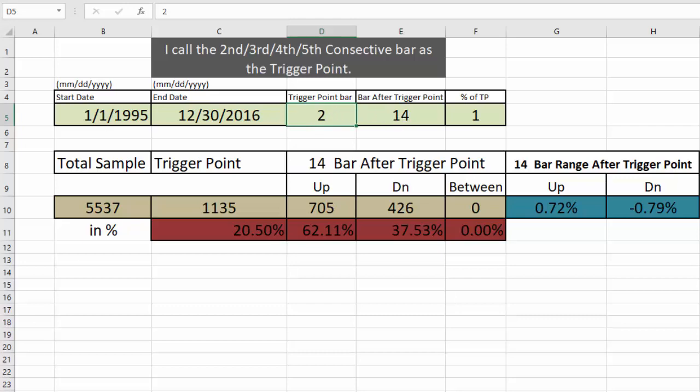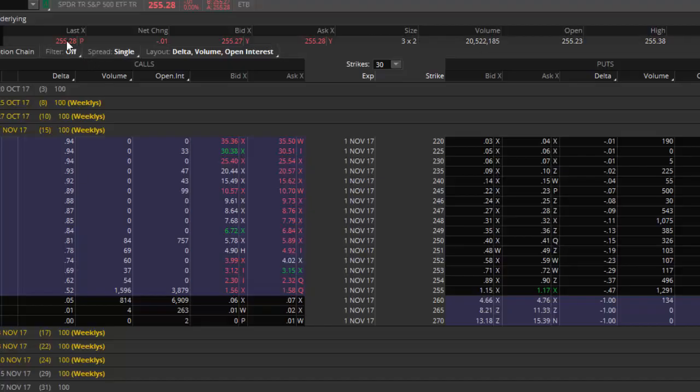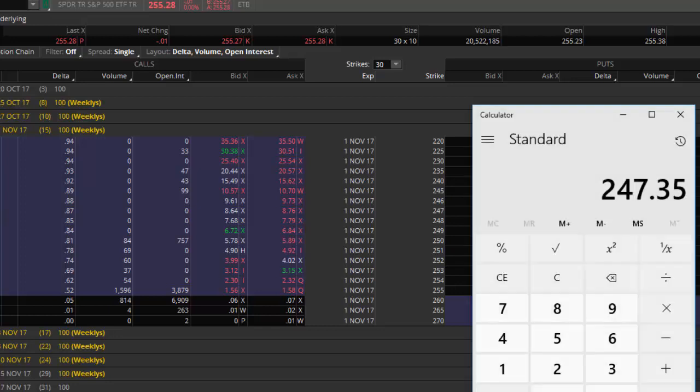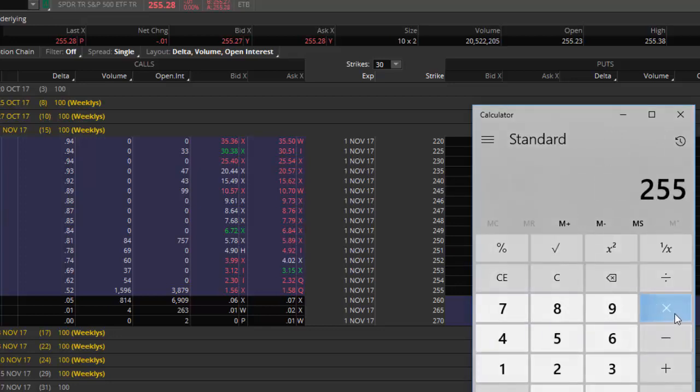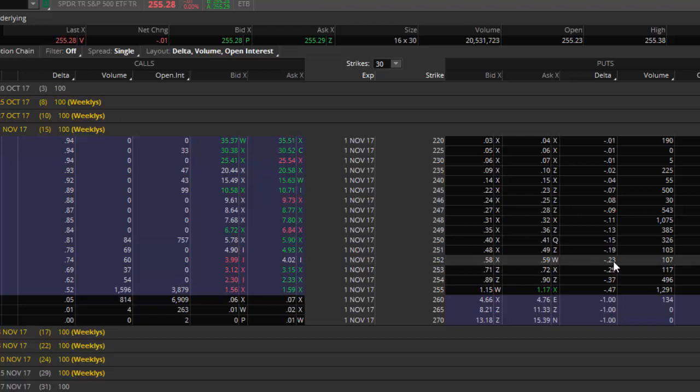If we go down about 1%, the SPY as of this video is trading around 255. And again, we're being kind of loose with our numbers. 255 times 0.99, that is 1% lower. That puts us at about 252 and change. If I come in here, the 252 strike is about a Delta 23. So again, we're looking at about a Delta 20 option.